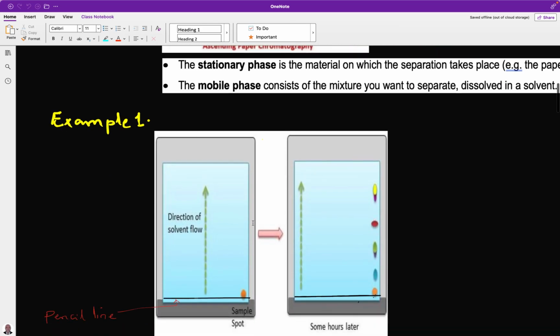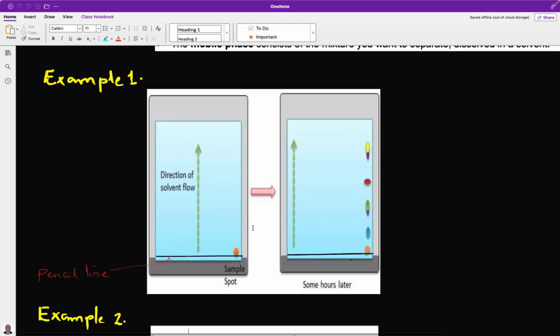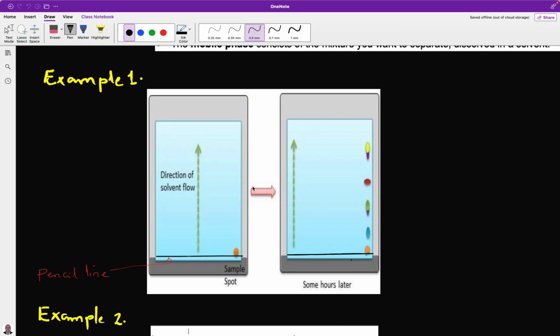So now, how does paper chromatography work? The first thing is you need to draw. Use a pencil to draw a line at the base of the paper. We use a pencil to draw a line here.